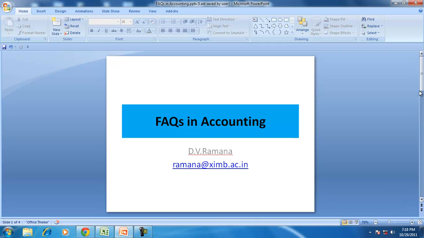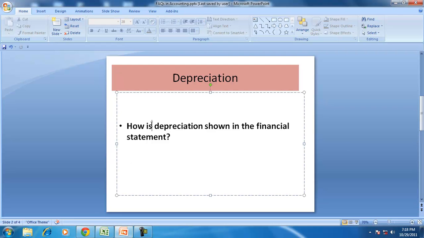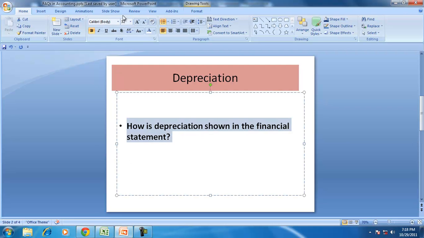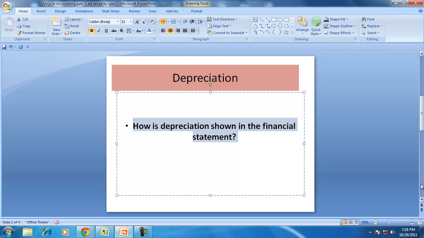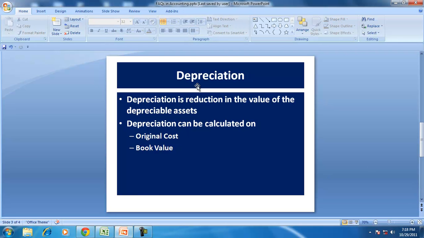And today's question is about depreciation. How is depreciation shown in the financial statements? But before we see the effect of the depreciation on the financial statement, let me briefly explain depreciation.